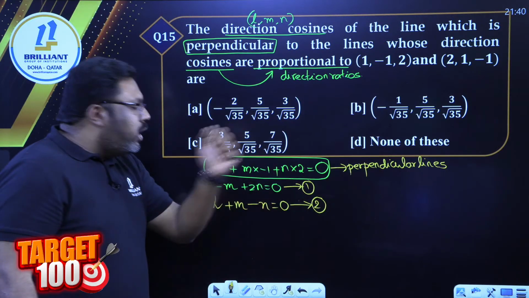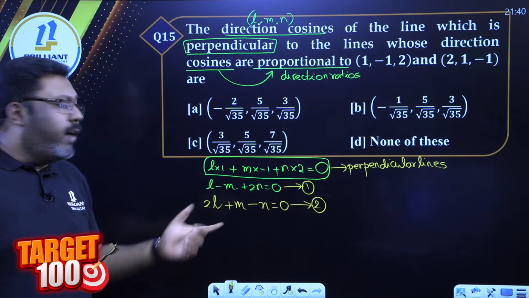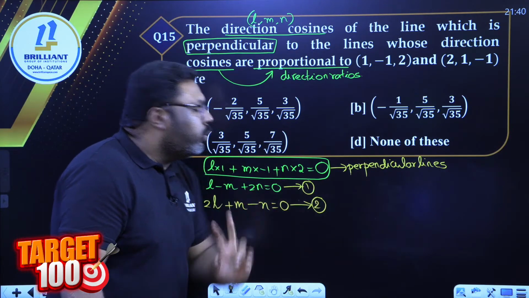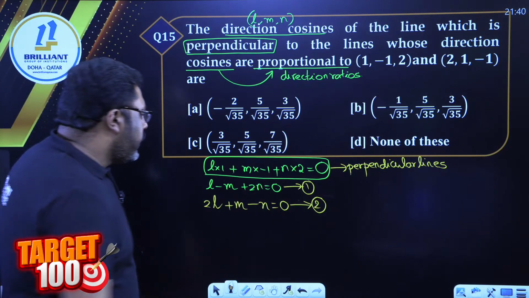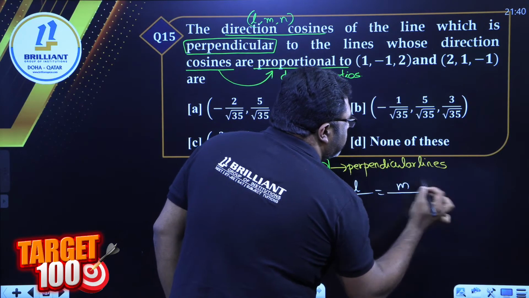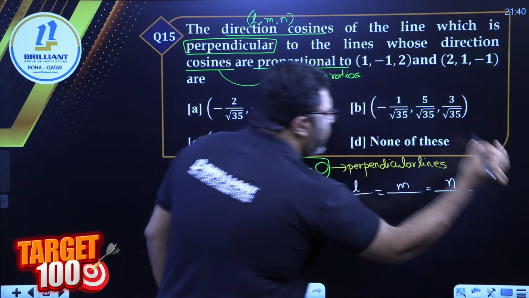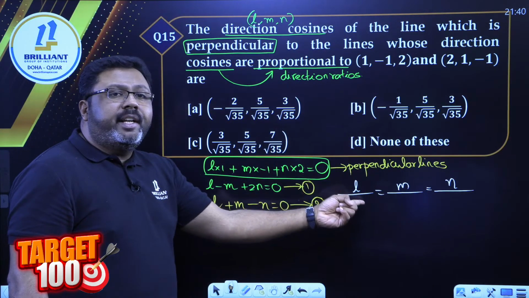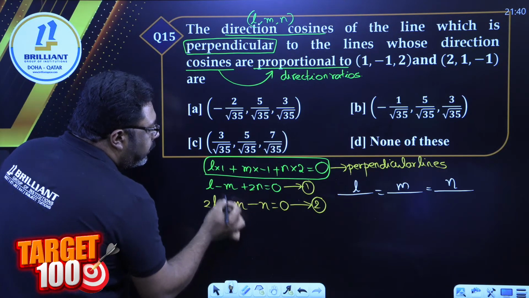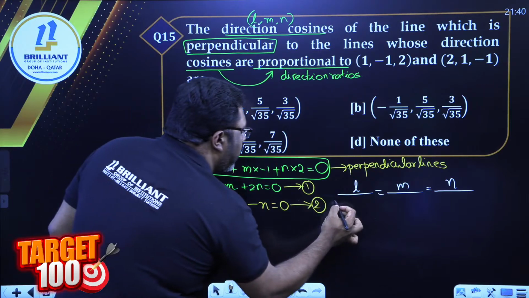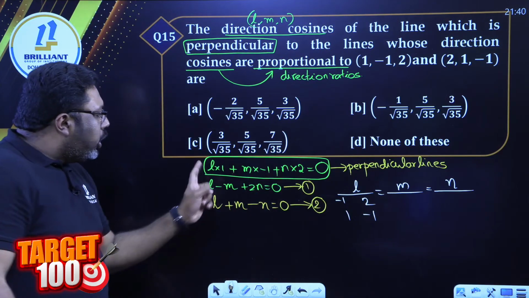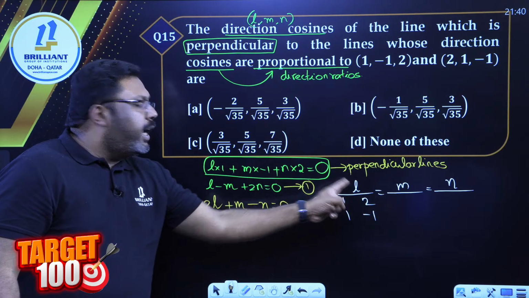I have two equations with three variables and I have to find the values of L, M, N. Not easy. We have a technique in solving a system of equations. Write it like this. It's called the method of cross multiplication. Those who don't know, learn it. I'm trying to find the value of L. When you're trying to find the value of L, cross multiply M and N. The M coefficients are -1 and 2, 1 and -1.